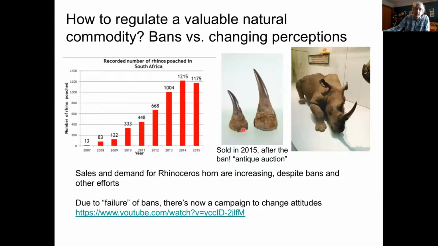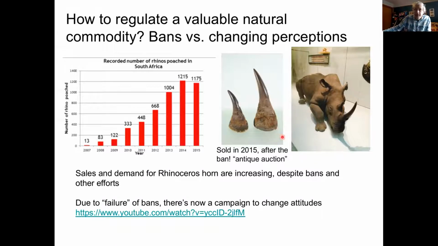So, for example, these two rhino horns, taken from a single individual, were sold in 2015, well after the ban. They were sold through a popular online auction site, and they were able to sell them because they called it an antique auction. They were able to say, oh, these aren't new rhino horn, these are really quite old, so we're going to sell them as antiques. There's a little bit of this sort of thing starting to go on. The trade in rhino horn is so valuable. Rhino horn is actually more valuable than cocaine or gold.